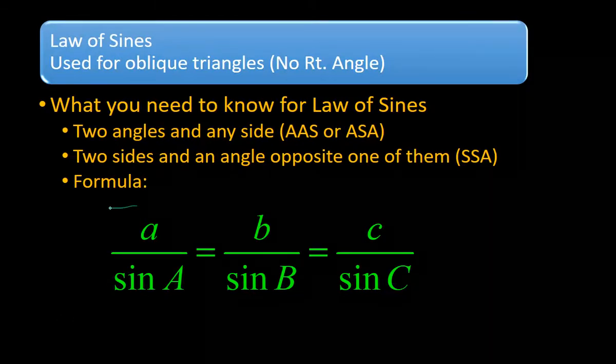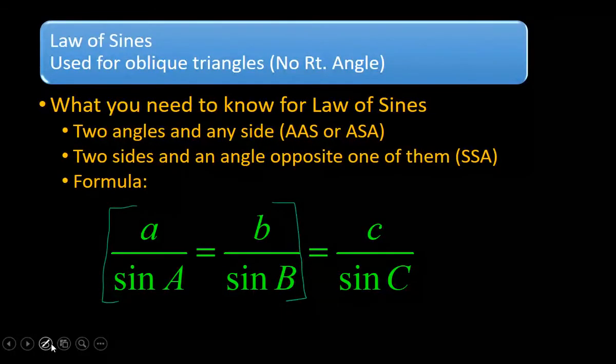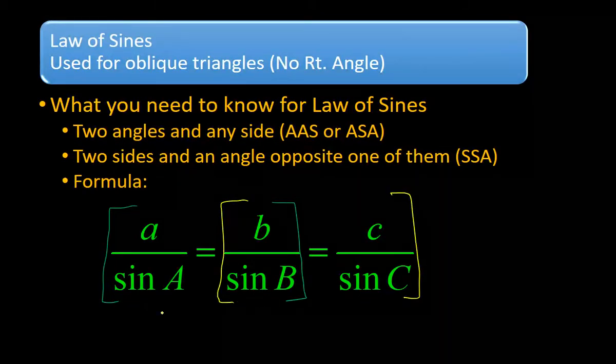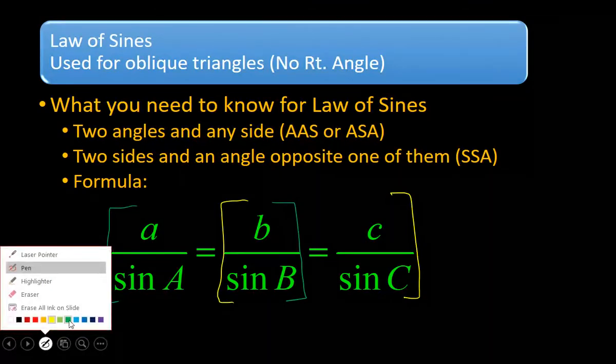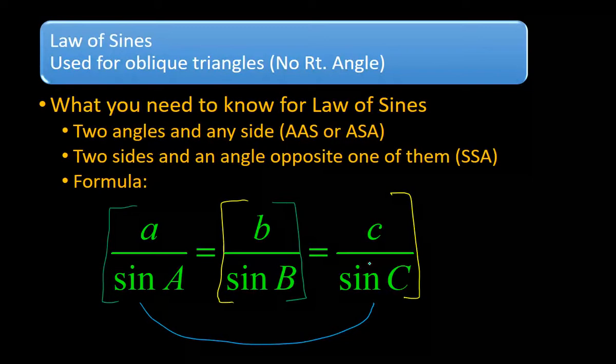So we will either use this pair to help solve, or we could use, again, this pair. So you need two of the three ratios in order to set up. And the math to solve is pretty much every time we are going to cross multiply and divide.